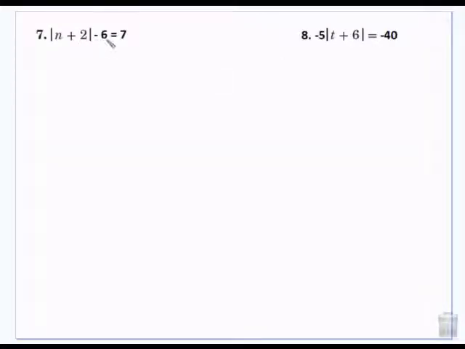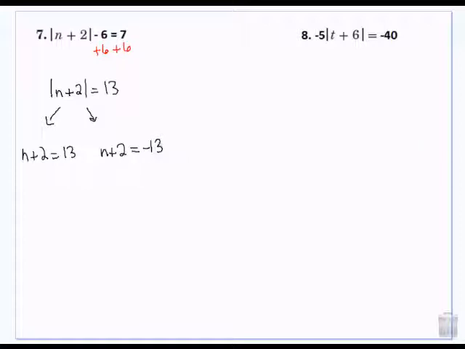We had to get the absolute value alone first, so I've got absolute value minus 6, so I'm going to add 6 first. So that's 13. Now that I have the absolute value alone, that's when I can do the split. So I have n plus 2 is 13, or n plus 2 is negative 13. Subtract 2. I'm just going to go ahead and write it both times. So I subtract 2 from both sides here to get n is 11. And if I subtract 2 here, I get n is negative 15.